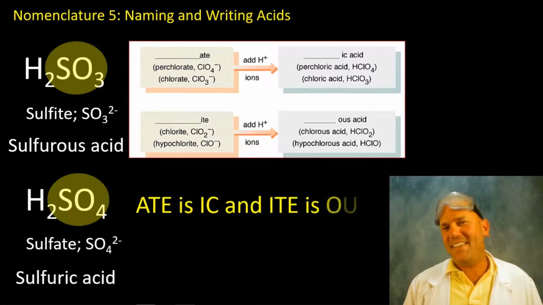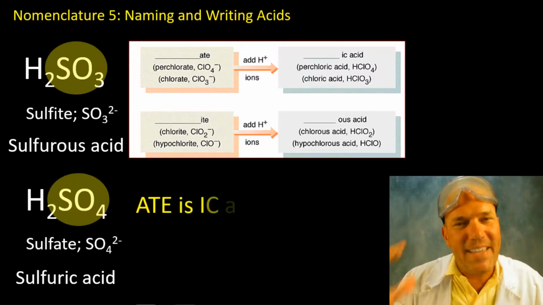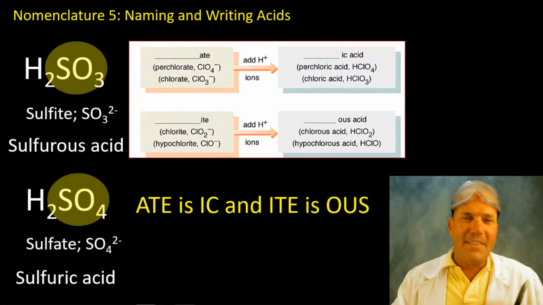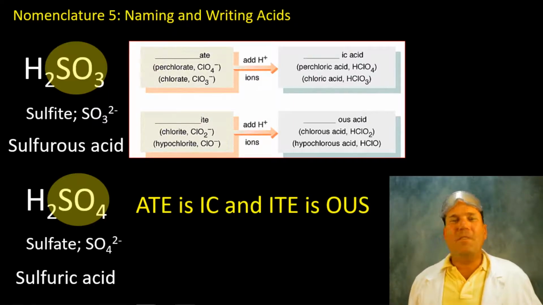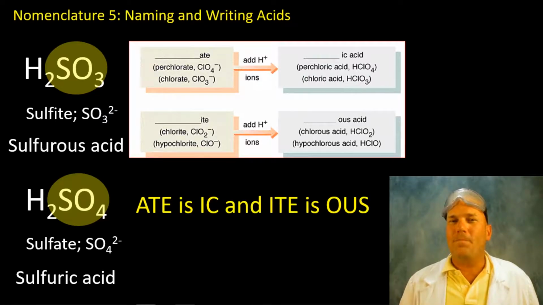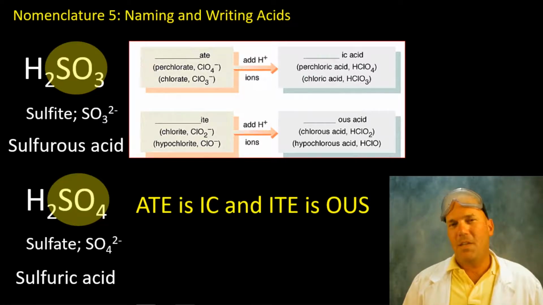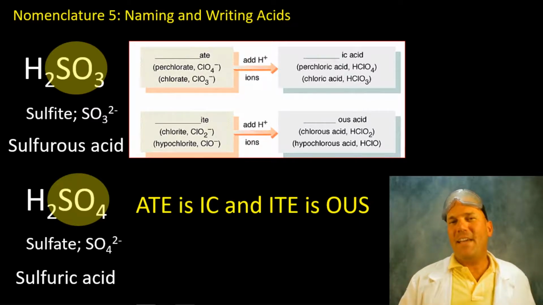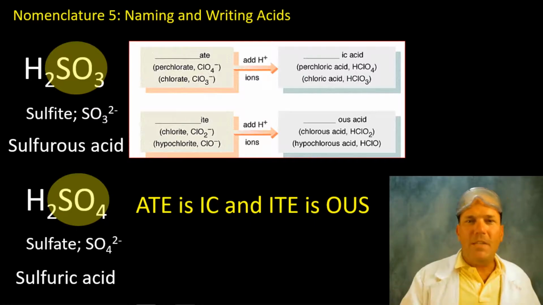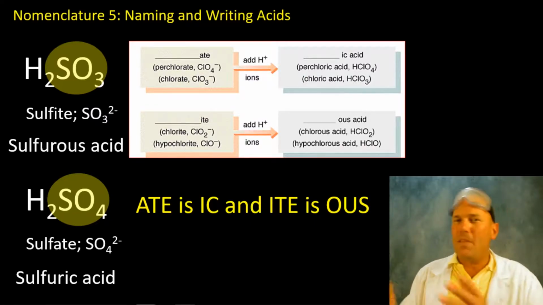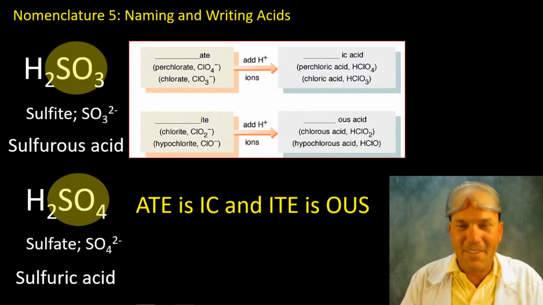Ate is ick and ite is aus, a little saying that we've done for years in class, and it helps students to remember. Ate is ick, ite is aus. It helps them to remember to look at the anion suffix and to correlate ate with ick being the ending of the acid and ite with aus being the ending of another acid.